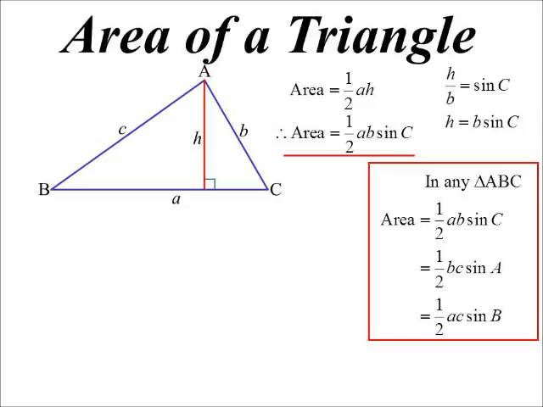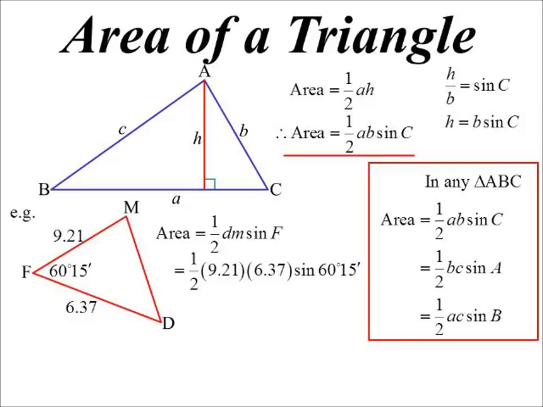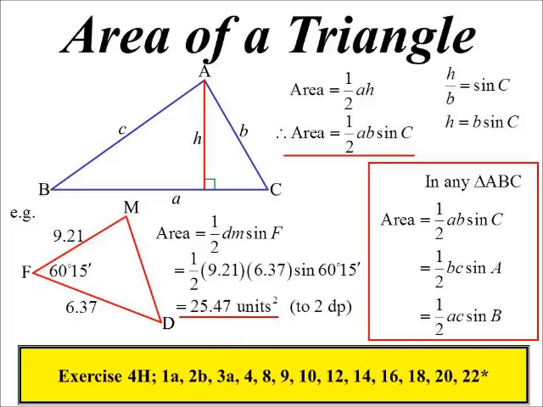And another quick little question. So for this one, half DM sine F. Punch in the buttons, making sure your calculator is in degrees. And there we go, two decimal places. And notice the units: unit squared. All right. For H we'll play with.